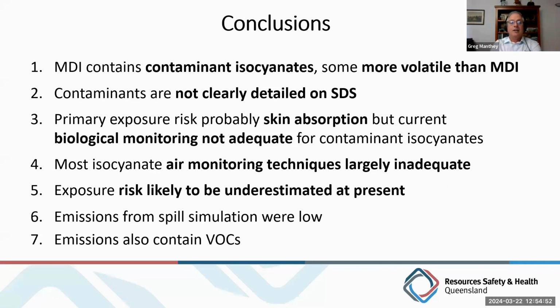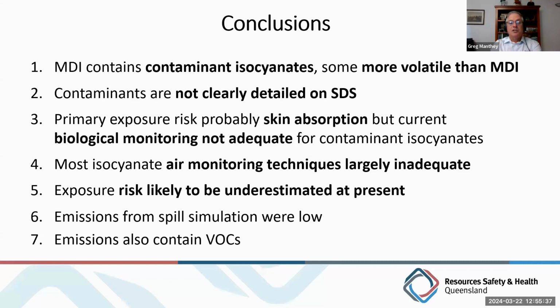But the contaminants are not clearly detailed in safety data sheets, so they're not widely recognised. Primary exposure risk is most likely skin absorption, but the current biological monitoring doesn't adequately identify all the biomarkers for contaminant from those other isocyanates. Most isocyanate air monitoring techniques are largely inadequate. They don't cover enough breadth of NCO-containing molecules to give you a good overall exposure. And so the exposure risk is likely to be underestimated at present.